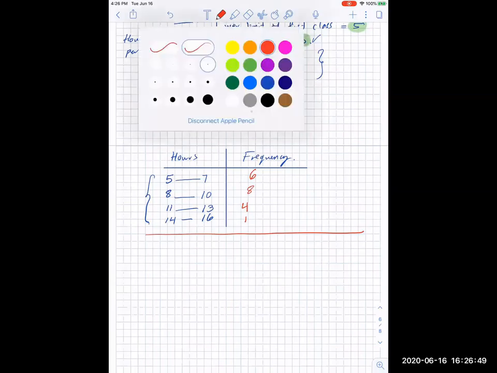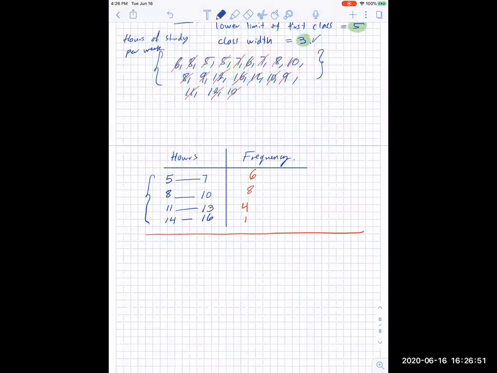The next thing I want to discuss: what you see here is called a frequency distribution. Now I'm going to show you how to construct a relative frequency distribution.